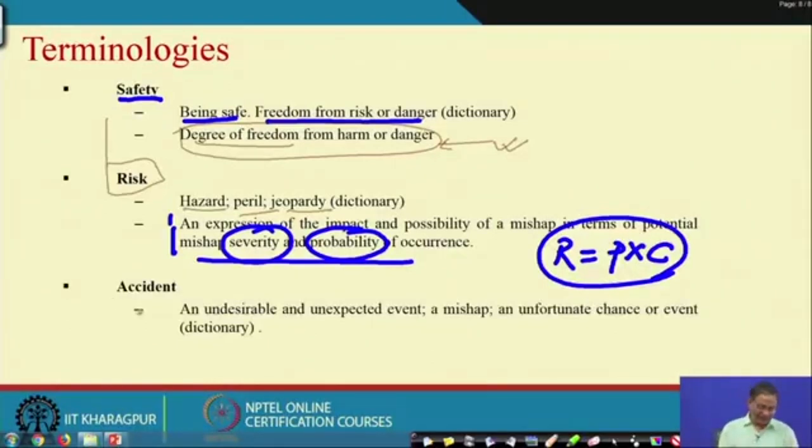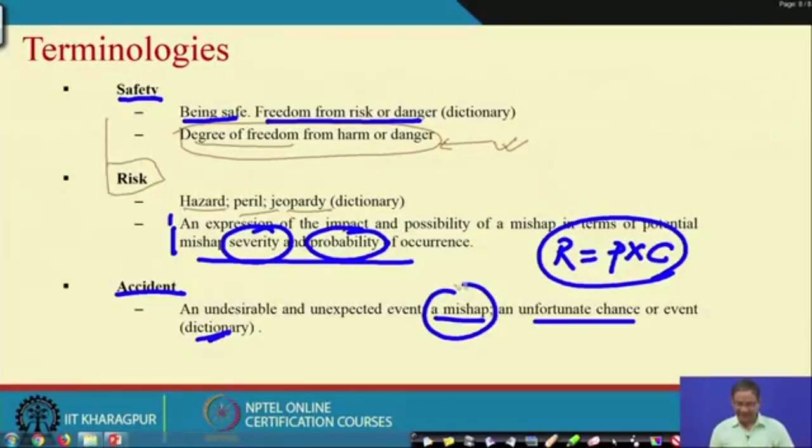The third terminology is accident. Accident: an undesirable and unexpected event, a mishap, an unfortunate chance, et cetera, but this is based on the dictionary. We will not follow this dictionary definition. We will follow the definition given by some standard authority, where accident or mishap, accident is a mishap. So, that we will define. When I define mishap, at that time again I will define accident.